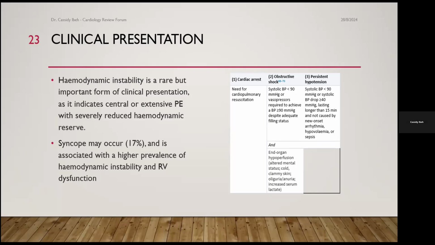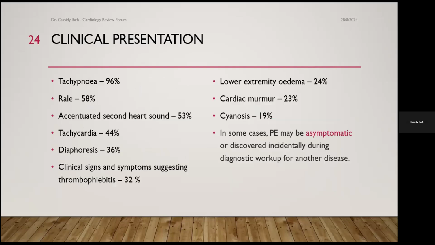Now, another typical form of pulmonary embolism presentation can also be syncope, which can be seen in about 70% of cases and associated with high prevalence of hemodynamic instability. Now, these are other ways these patients may present: tachypnea, rales, tachycardia, or even up to cyanosis. It's important for us to know that in some cases, pulmonary embolism may be asymptomatic, or it may be discovered accidentally during a diagnostic workup for other diseases.